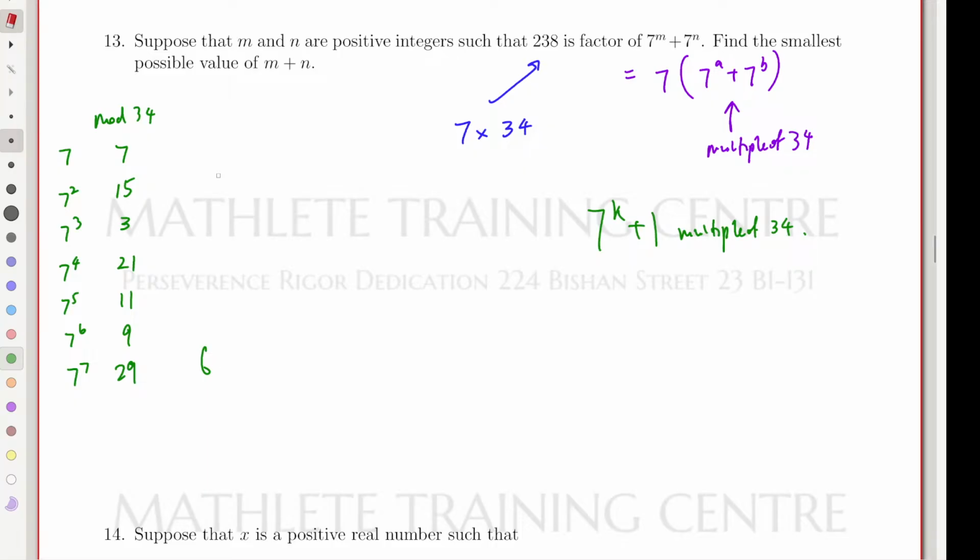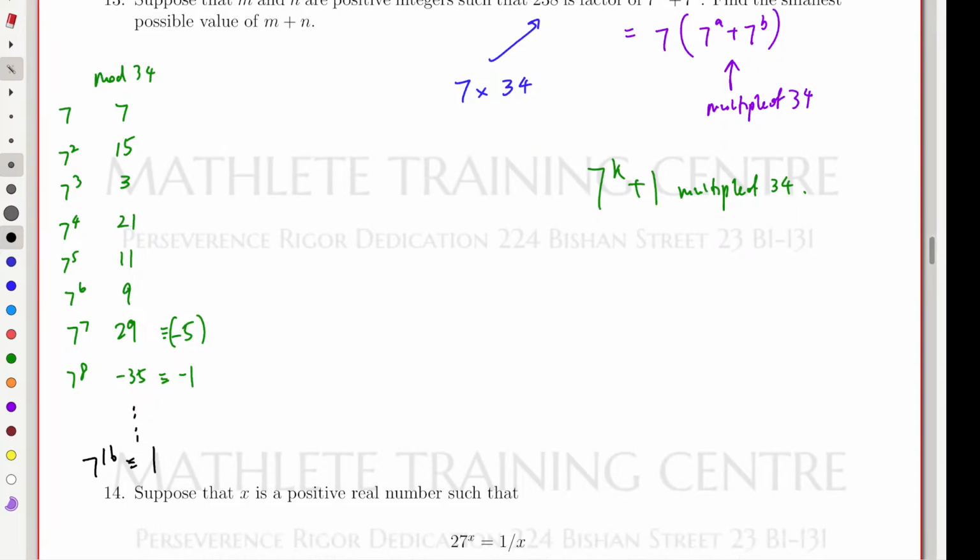So far, there's no pattern that repeats itself, right? Not that I see anyway. So here, I can use the fact that 29 is congruent to negative 5, sorry, mod 34. So if I multiply it by 7 one more time, I get something that's negative 35 mod 34, which is congruent to negative 1. And when I see that, I'm very happy. Because when I see negative 1, I know I can skip all the next few values. If 7 power 8 is congruent to negative 1, then 7 power 16 will be congruent to 1 mod 34.